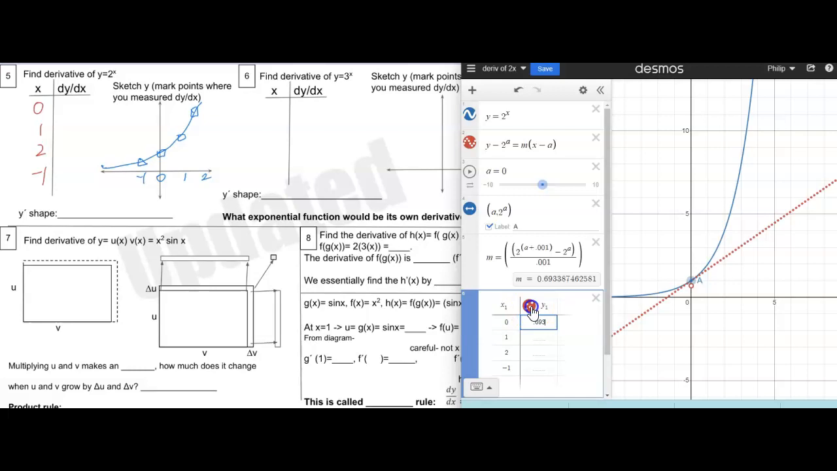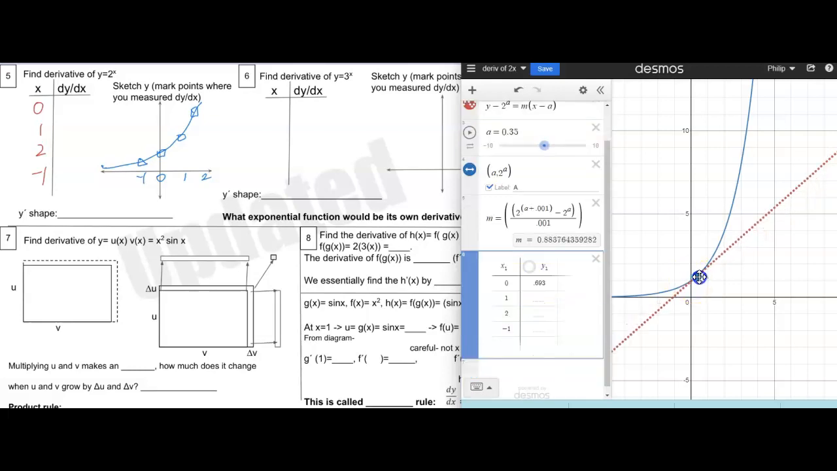And then we are going to move the tangent line up to x equals 1. And the corresponding slope is 1.39. So we can write that in our table, 1.39. As expected, it's getting larger. Now we're going to put it at x equals 2, and the slope value now is 2.77. So I'll put that in our table too.